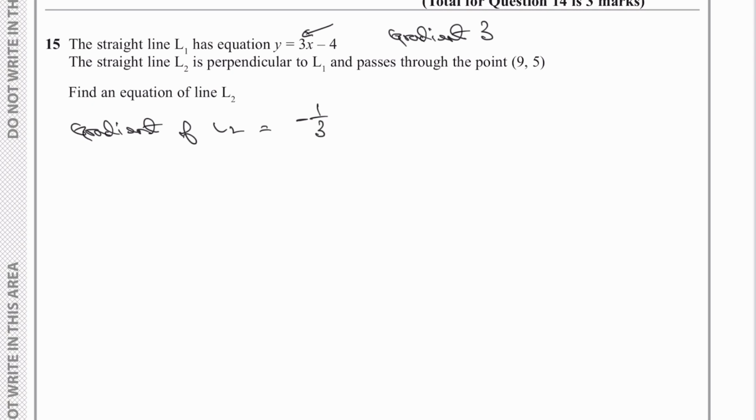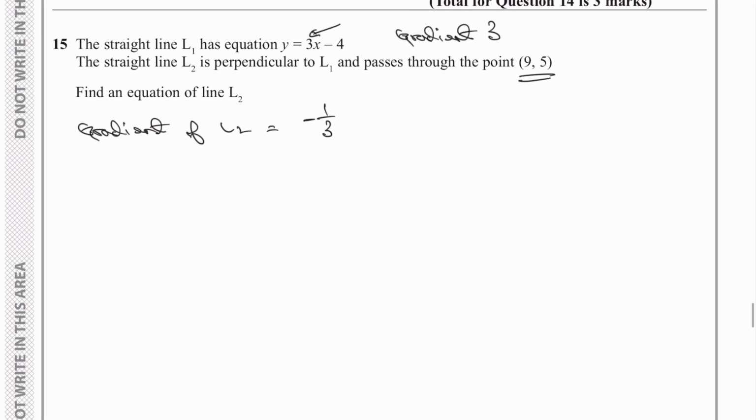Then really it's just a case of, because we've got the point (9, 5), we can put these into the general equation of a line, which is y equals mx plus c. We know the gradient is -1/3, so I can write that as y equals -1/3 x plus c. These tend to crop up quite a bit, so it's worthwhile getting to grips with these sorts of questions. We know that x is 9 and y is 5 on that particular line, so I can write 5 equals -1/3 times 9, plus c.